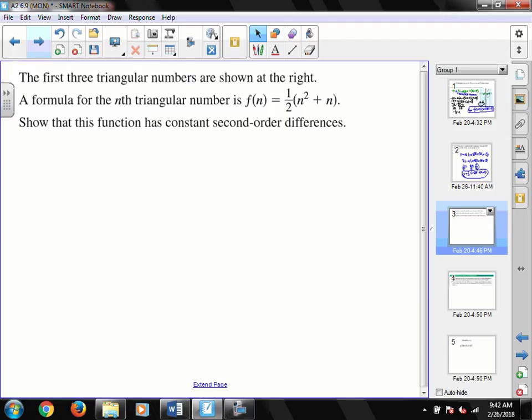So the next thing we want to do is we're going to look at what's called the triangular numbers. Have you guys heard of those?